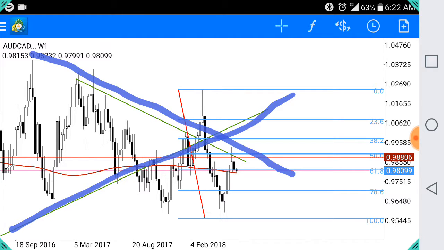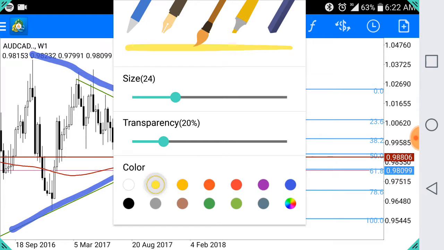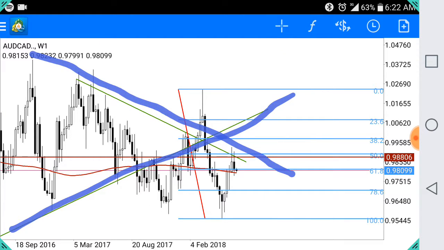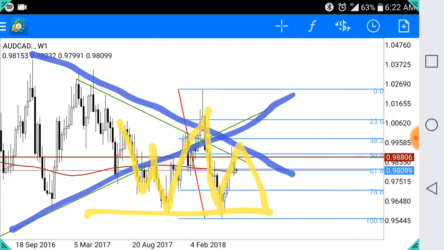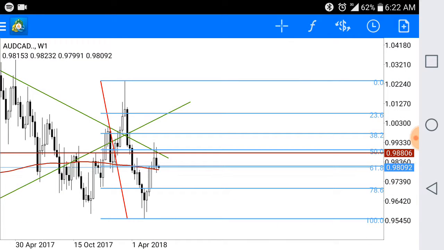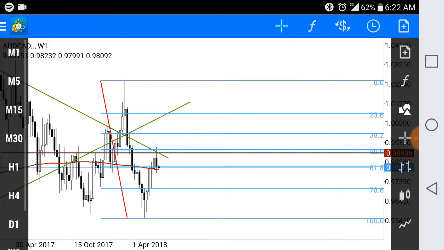And what did price do? Price behaved very respectfully at these levels. Broke trend line, retest, came down. Went back up for another retest, came down. Now I'm coming up for another retest, coming down. Why is it doing this? It's performing a head and shoulders price action pattern, okay? So I'm gonna go ahead and sell AUDCAD right now. That's only the weekly chart. Let's go ahead and go down to the daily.